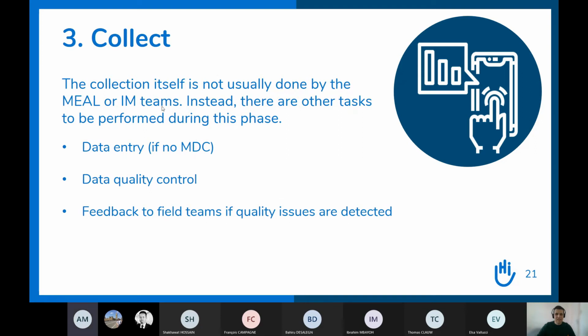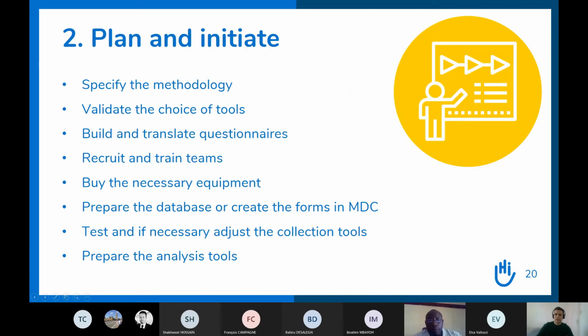Yeah, I'm sorry, I missed something from the beginning due to connectivity here. Maybe you can take me to the first one. I got the second two slides. The first slide, what was there? I missed that one. This one, plan and initiate.